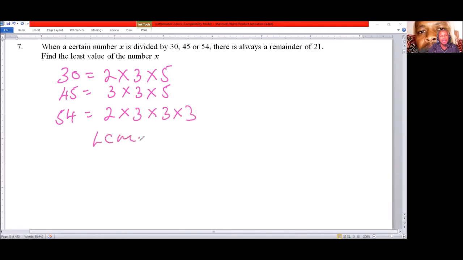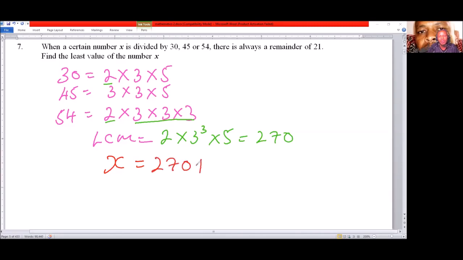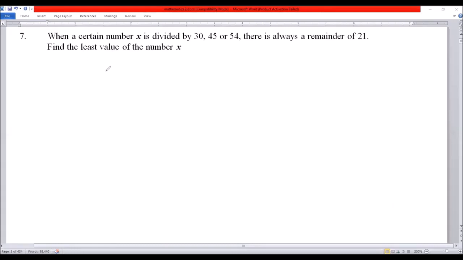So it means the LCM is equal to, what we do here is we take 2. We have a single 2 there, so that will give us 2. For 3, we take the one with the highest power, so it is 3 cubed. And then finally we have 5, and when you multiply, you should be able to get 270, implying that our x, since when you divide that number by these three numbers there is always a remainder of 21, is 270. You add 21, and that will give you 291. So that is the number represented by x. An alternative method that we can use to solve this is this table.